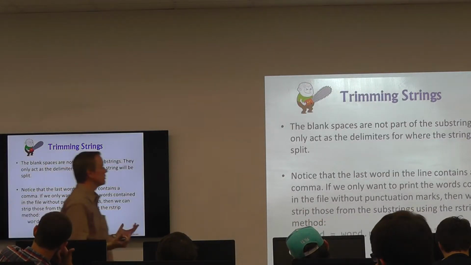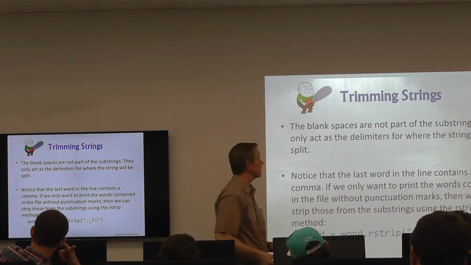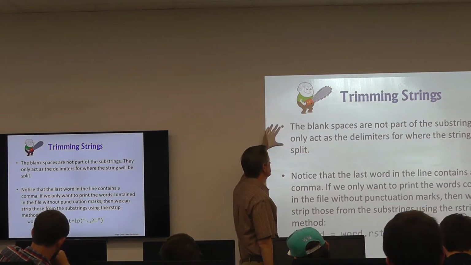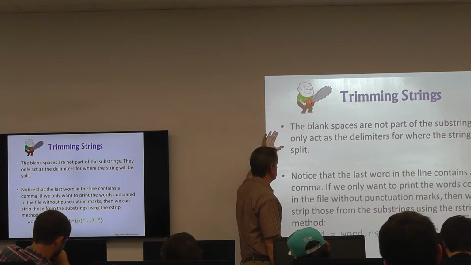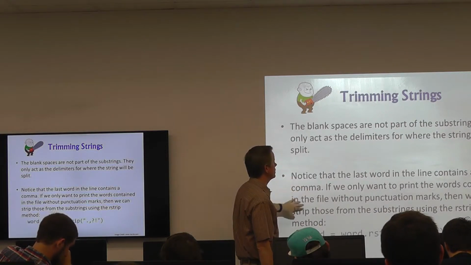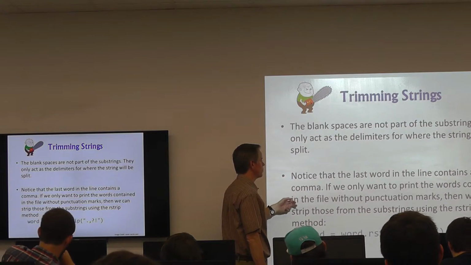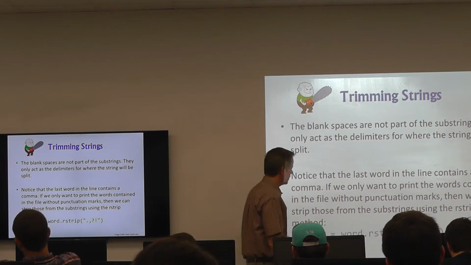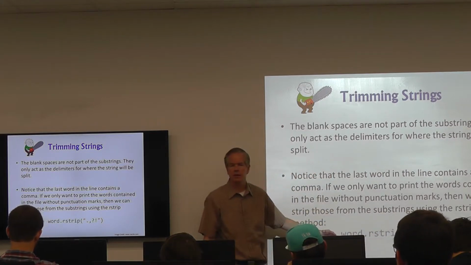Trimming strings. Sometimes you have to bring in a string and it's got too much stuff in it. I don't want all this stuff. Blank spaces are not part of substrings. They only actually set delimiters for where the string is split. And notice that the last word in the line contains a comma. If we want to print out the words contained in the file without a punctuation mark, we can skip those from the substring. Here, we had our little rstrip thing, right?